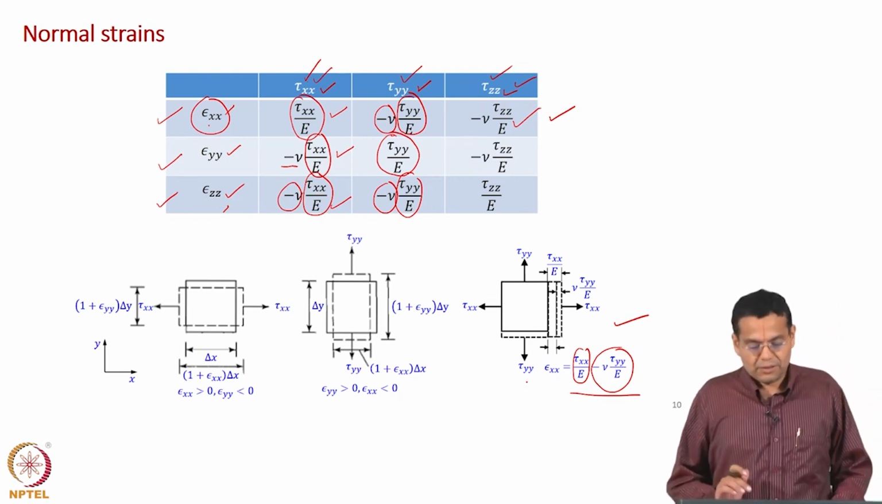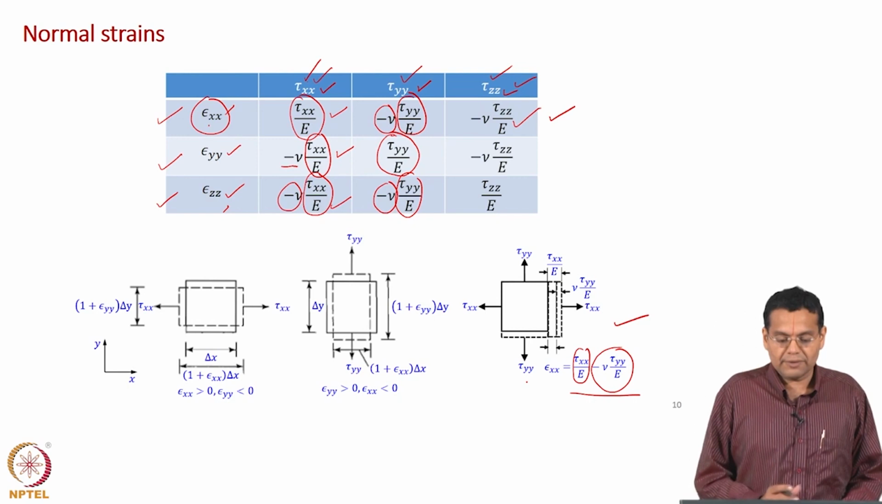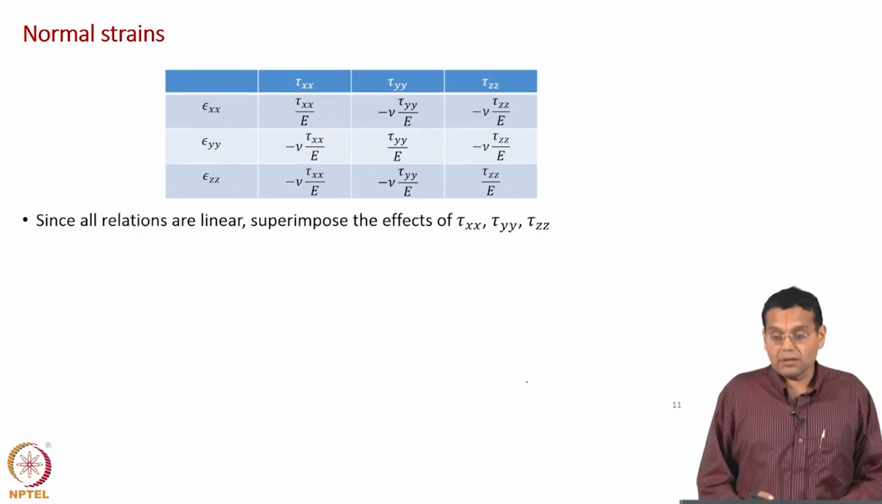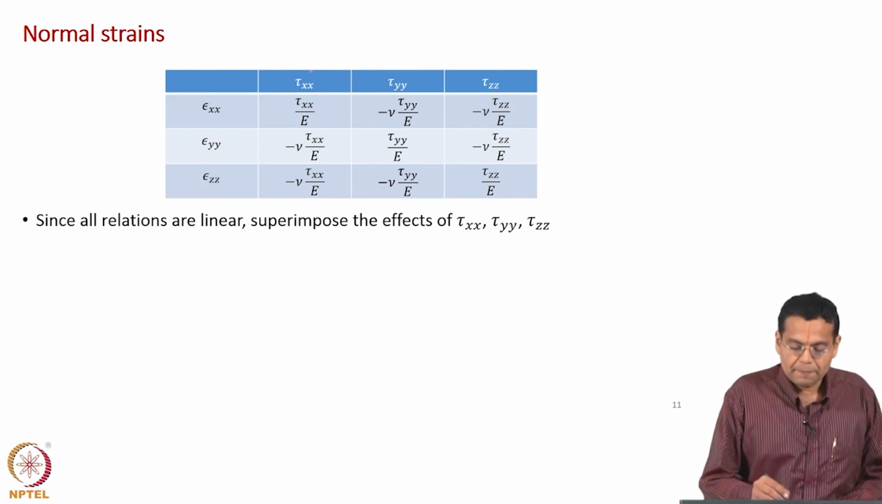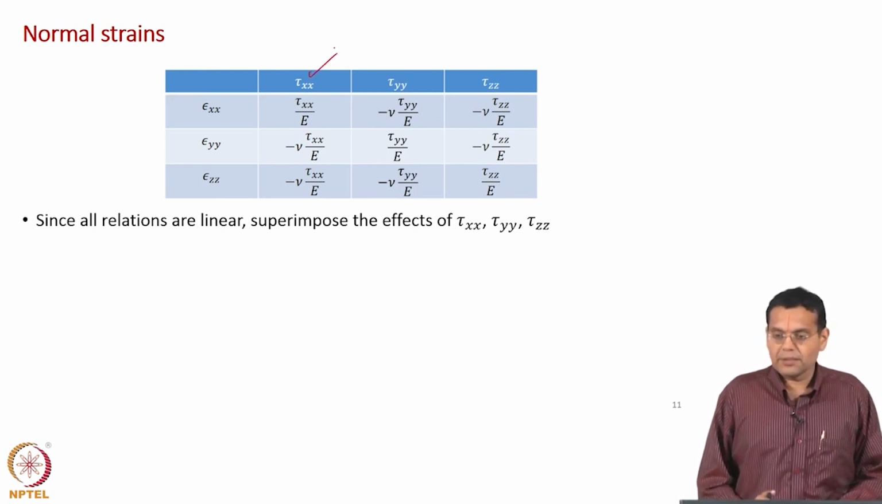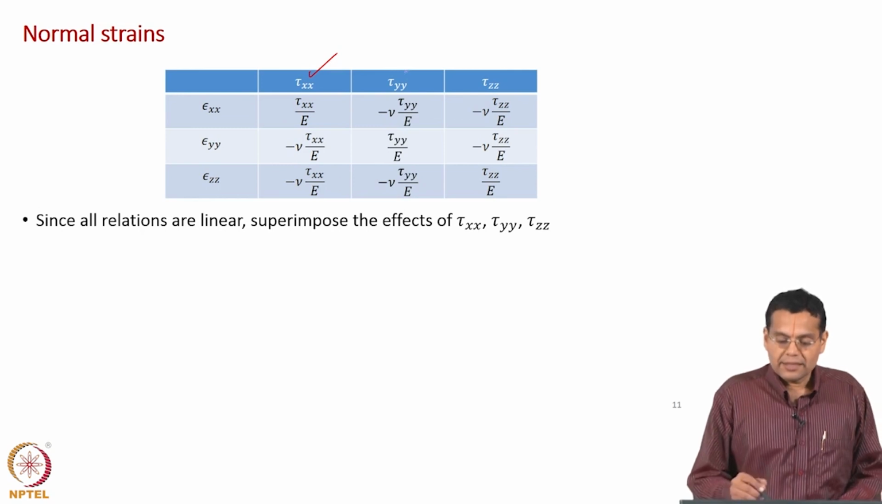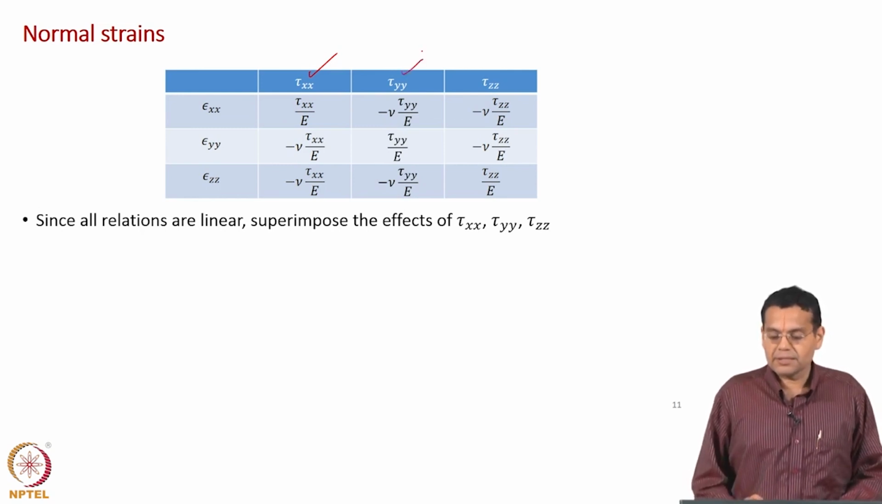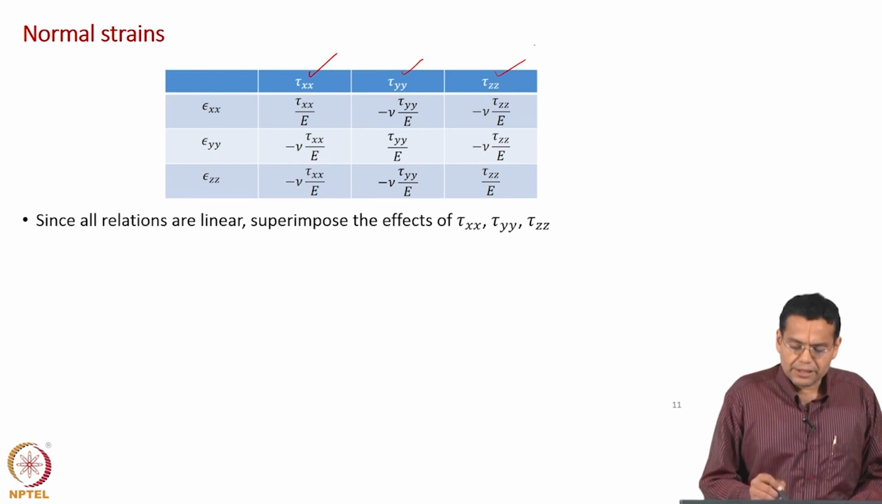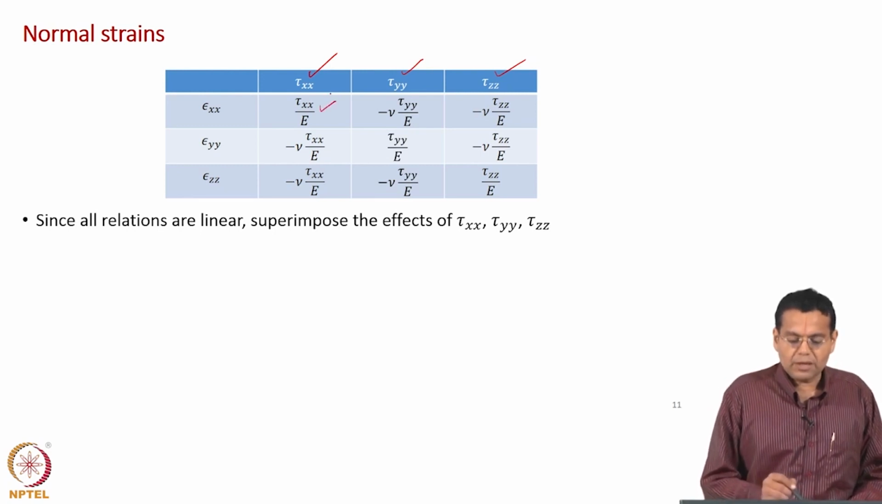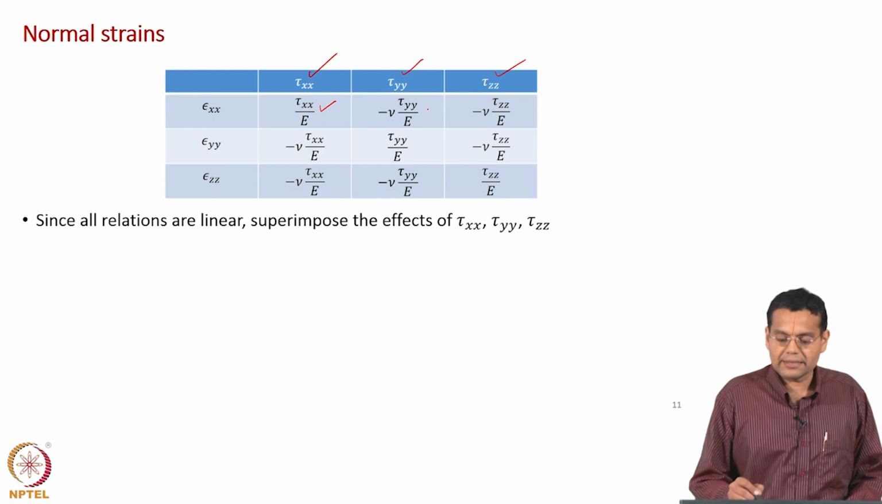Okay. So, similarly, you can discuss for epsilon yy and epsilon zz. Because all the relationships are linear, we just superimpose the effects of the 3 normal stresses. What we have written, the first column is because of normal stress in the x direction, the second because of normal stress in the y direction, similarly normal stress in the z direction, and each individually tells you what is the normal strain in the x direction.